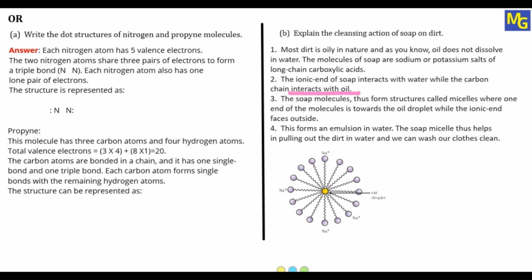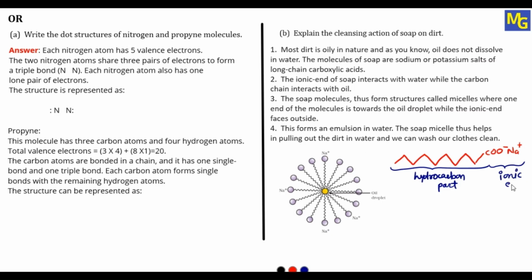So soap structure can be denoted like this. It will be a chain of potassium or sodium salts of carboxylic acid. So here I will write COO minus Na plus, or I can write potassium K plus. If you see here, this is called the carbon chain or hydrocarbon part, or hydrocarbon end. And here this is called the ionic part or ionic end. So this is the structure of soap.